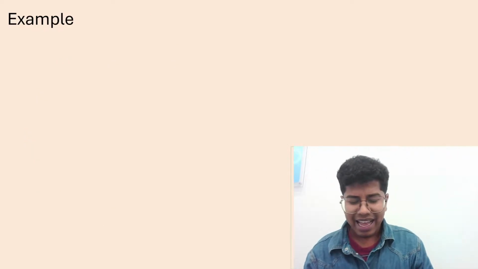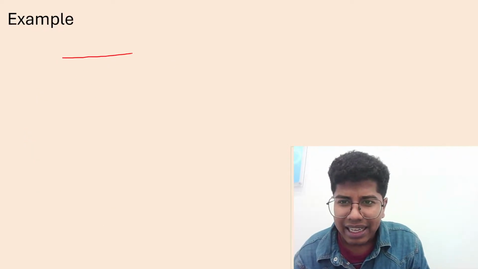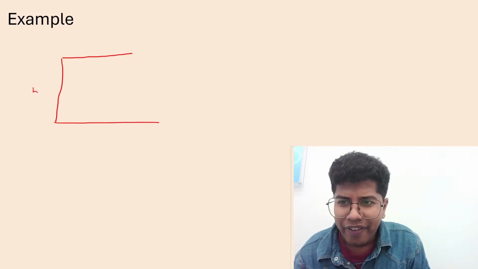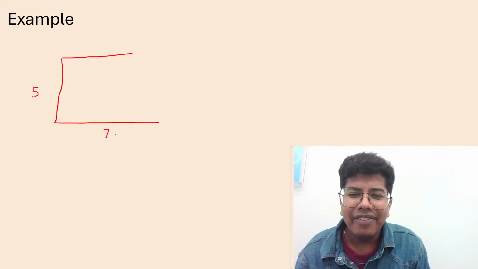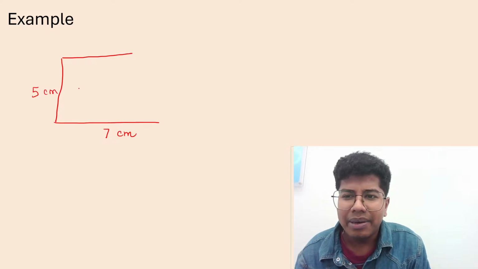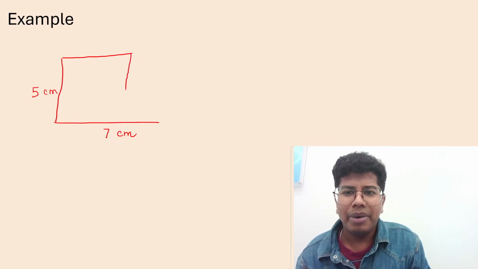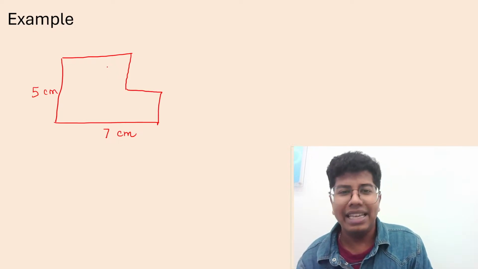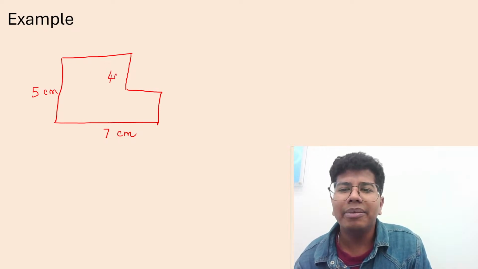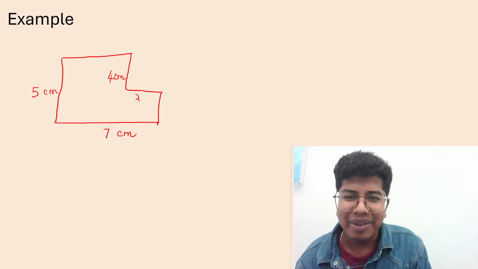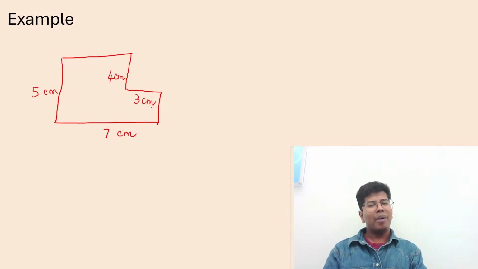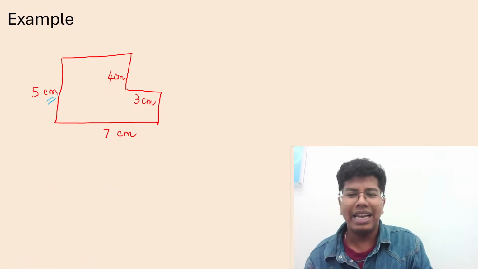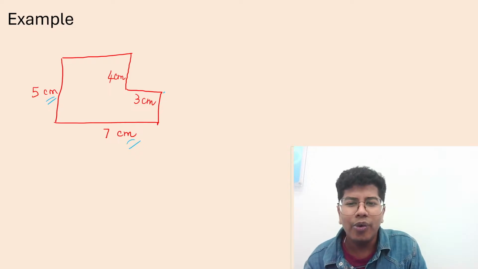So let's say there is a rectangle of, let's say, 7 centimeter and 5 centimeter. But the thing is, the shape is a bit incomplete. It looks something like this, where this side is nothing but, let's say, 4 centimeter, and this is nothing but 3 centimeter. Now my question is, we have to find out the perimeter of this shape. So we know the length here. We know the length here. Do we know what is the length here?